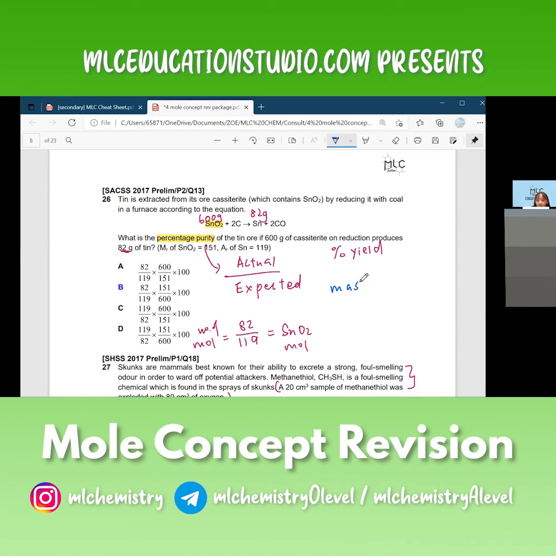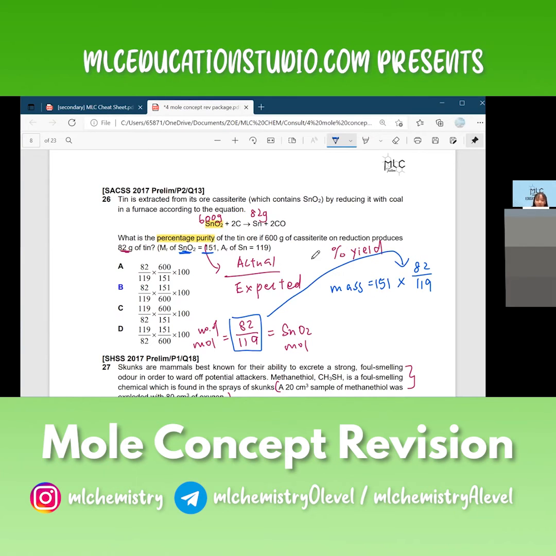So mass will be equal to mole times MR. MR of SnO2 is given, 151. Number of moles. This is the number of moles. Okay, when you are doing this kind of question, basically they don't give you the final answer, they give you the step-by-step. Don't need to do any calculation, just copy and paste. Number of moles, you get the mass.